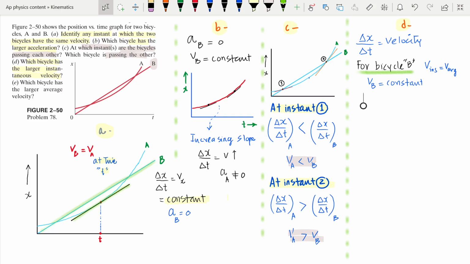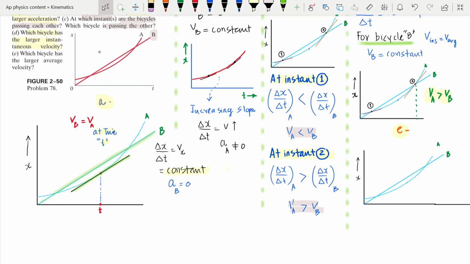But what about A? For this, I will draw this graph again, which we discussed a few minutes ago. You can clearly see at this instant of time that the velocity of A is more than the velocity of bicycle B. So obviously we conclude that the instantaneous velocity for bicycle A is more than B. Now the last question is, which bicycle has the larger average velocity? Let's revise again.